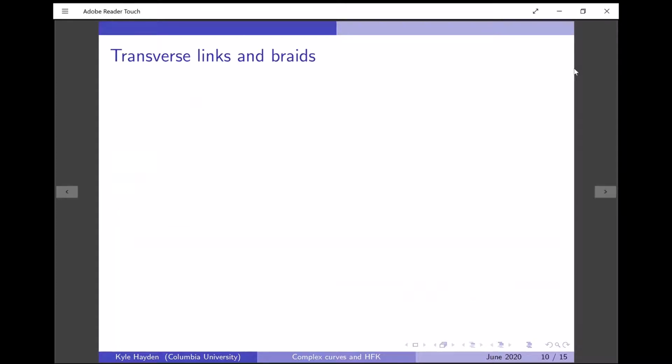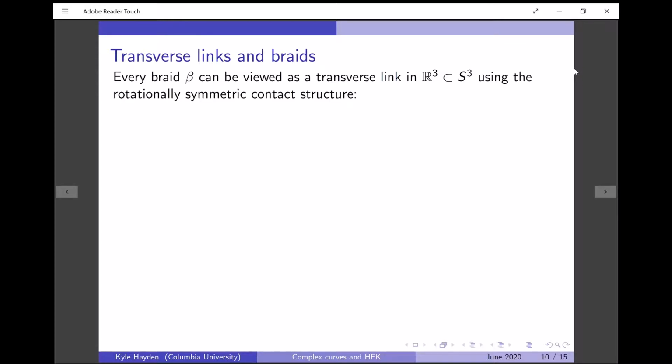So in order to flesh out the connection with theorem 1, which is stated in terms of braids, we need to unpack exactly what the connection between transverse links and braids is. So the first observation in that direction is that any braid can naturally be viewed as a transverse link in R3, and thus in S3, using the rotationally symmetric contact structure that we were looking at before.